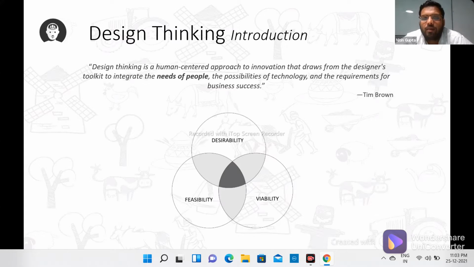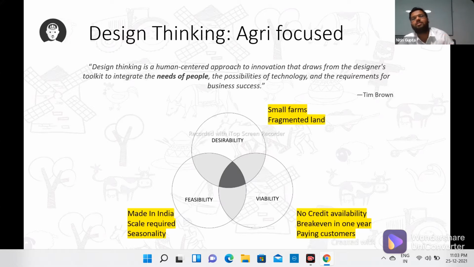And now I will try to analyze our own agriculture sector, and see what challenges we encounter when we apply design thinking to any problem of agriculture. These are some of the problems which keep coming.